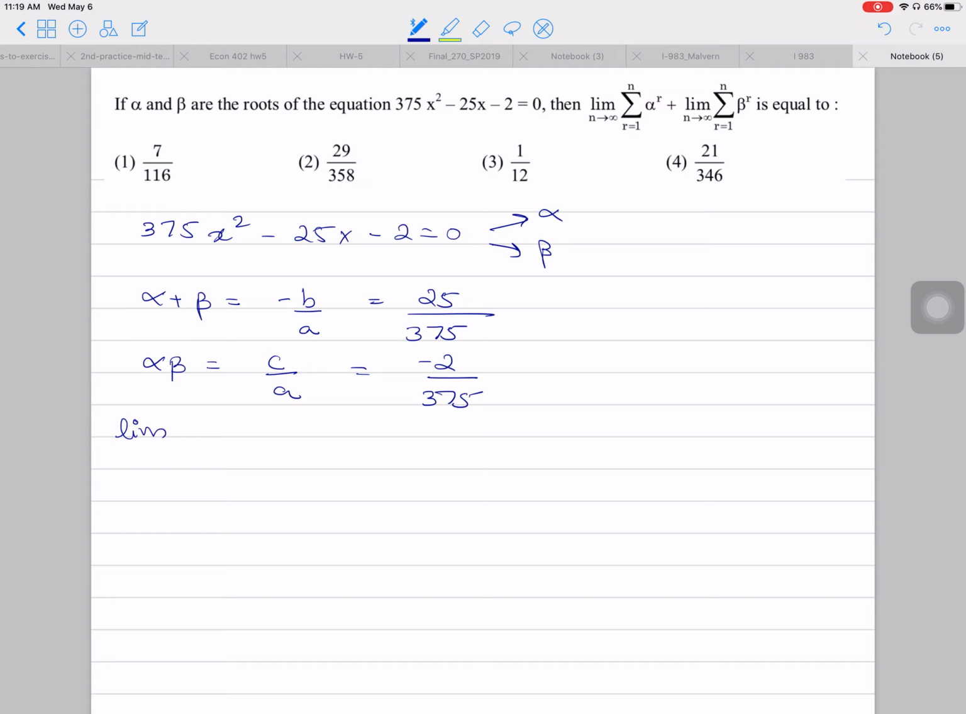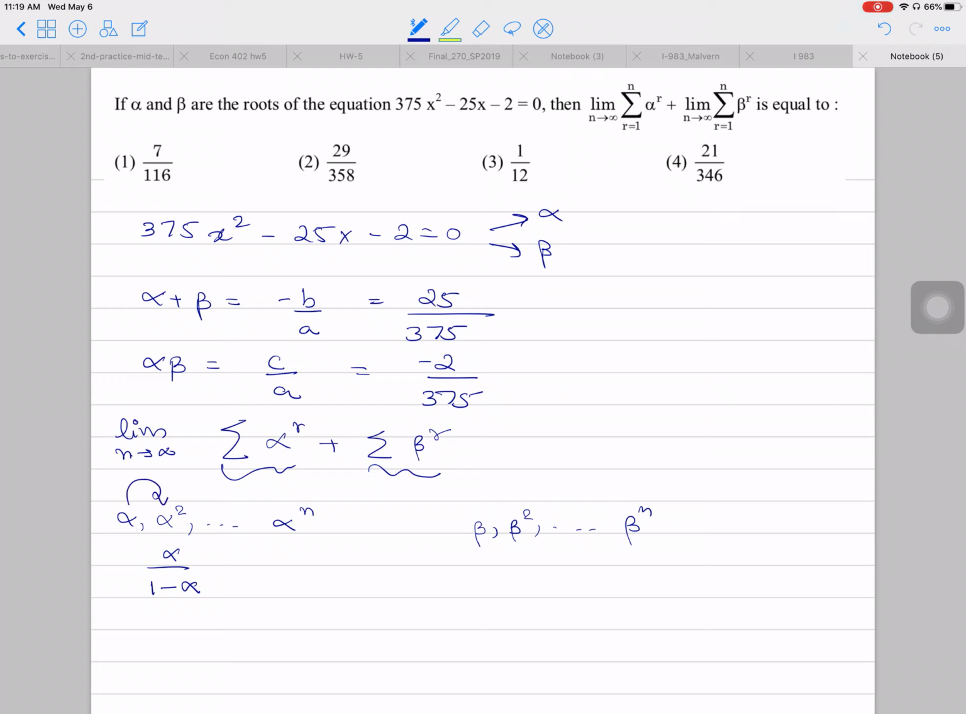And we need to find the limit as n approaches infinity of the sum of alpha to the r plus the sum of beta to the r. So we know that these two individual summations are basically geometric progressions: alpha, alpha squared, and so on to alpha to the power n, and here beta, beta squared, so on to beta to the n. And we know that the sum of an infinite geometric progression is the first term over 1 minus the common ratio. And the common ratio in this case is alpha because each term gets multiplied by alpha.